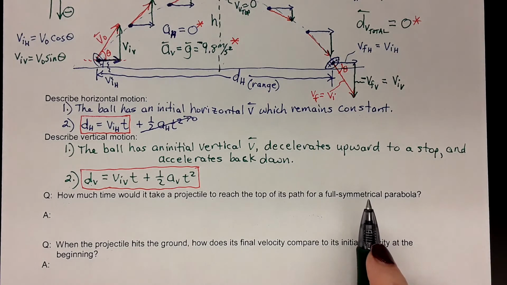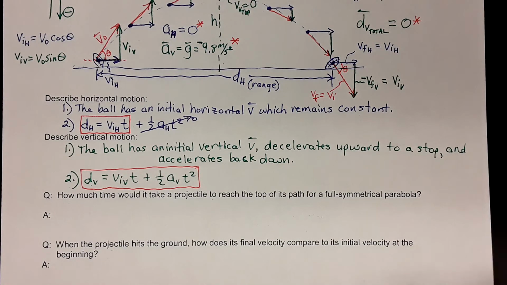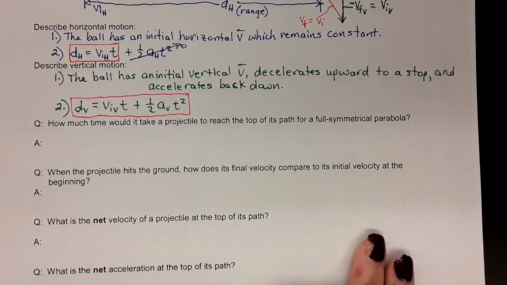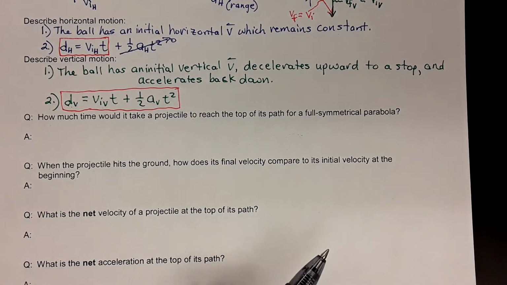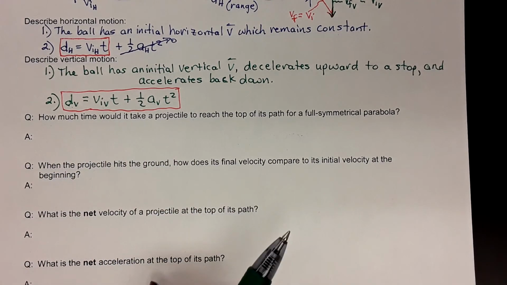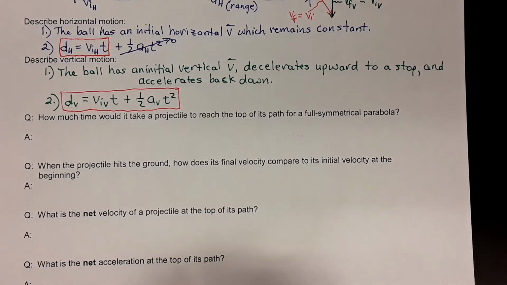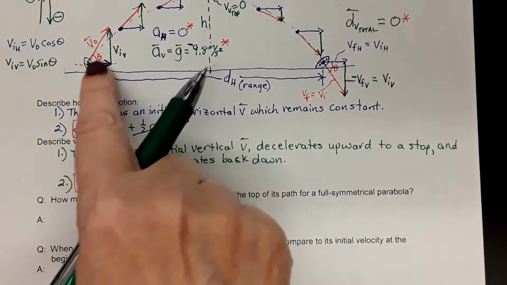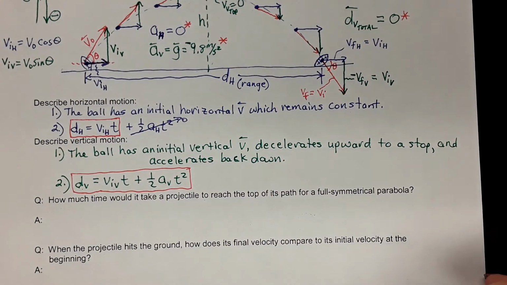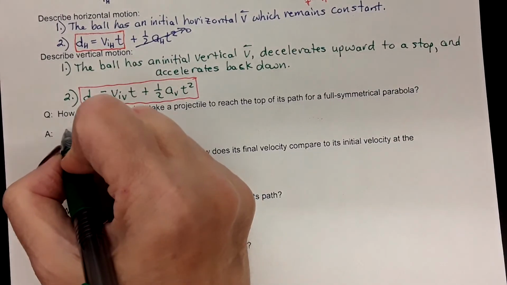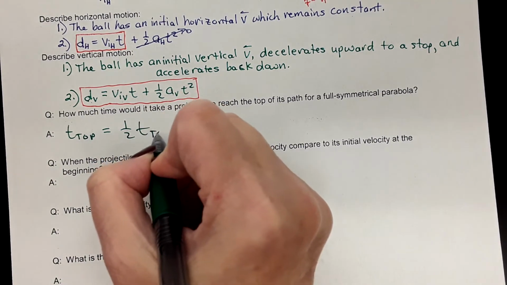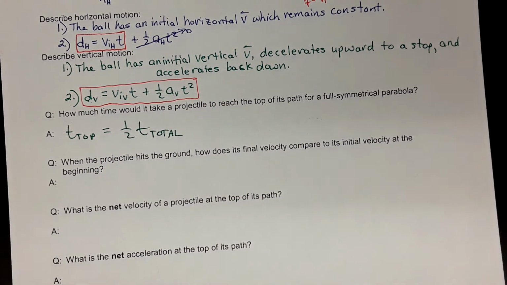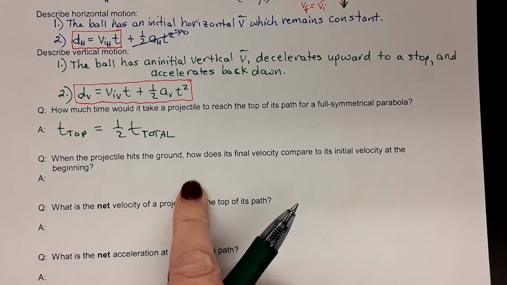All right. Now, let's take a look at the answers to these questions and see if we can answer them now that we've talked about it. It says, how much time would it take a projectile to reach the top of its path for a full symmetrical parabola? Well, we've talked about that now. We said because of symmetry, it takes half the total time. So, right here, the time to get to the top is 1/2 the total time. Okay? Now let's try the next one.